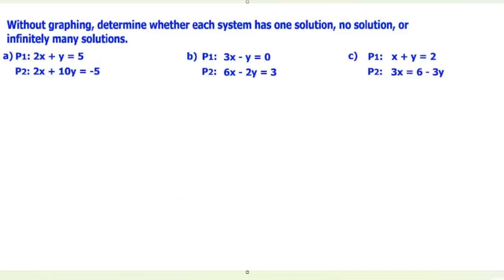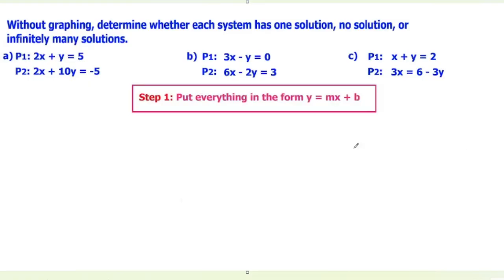In this video, I'm going to teach you a little bit more about linear systems. So if we have problems like this that say, without graphing, determine whether each system has one solution, no solution, or infinitely many solutions. Okay, so we're going to go through 3 different examples. The first step is, let's put everything in the form y equals mx plus b, because this will help us figure out if the system of equations has one solution, no solution, or infinitely many.